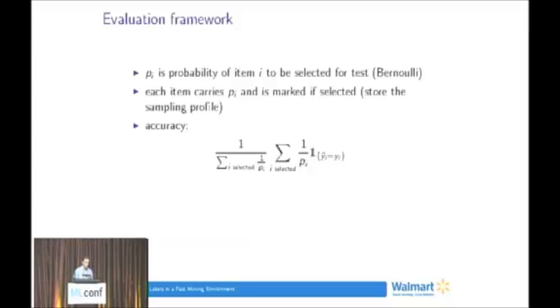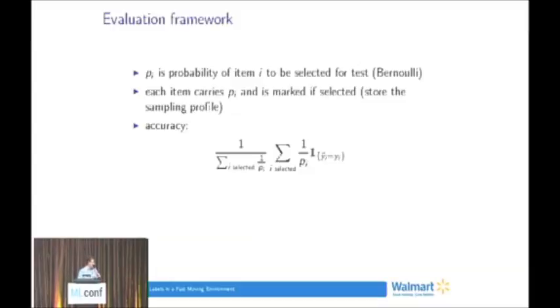So one possible solution is this framework where at any given point in time, you not only collect the labels up to that point, but you also collect the sampling profile. For each item, whether it was selected or not, you record the probability p_i at which it was sampled. It was a Bernoulli process with that p_i. And you also record whether an item was selected for testing or not. So effectively, you're storing that profile, that picture that I was showing. Then your accuracy is not the standard accuracy, it's an accuracy that follows that form.